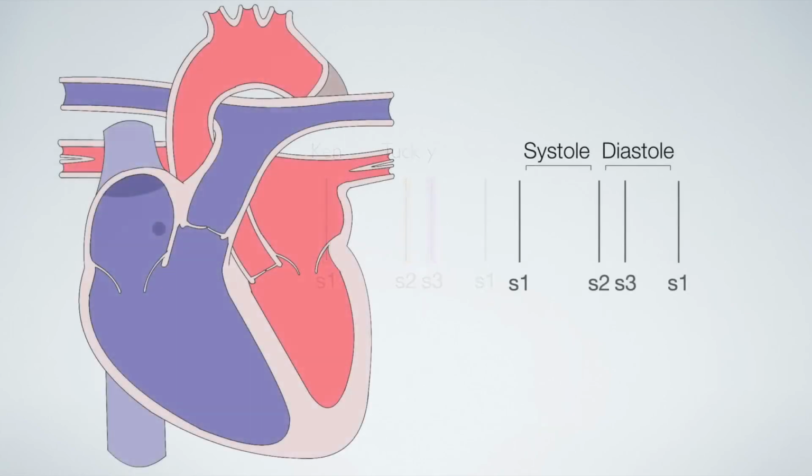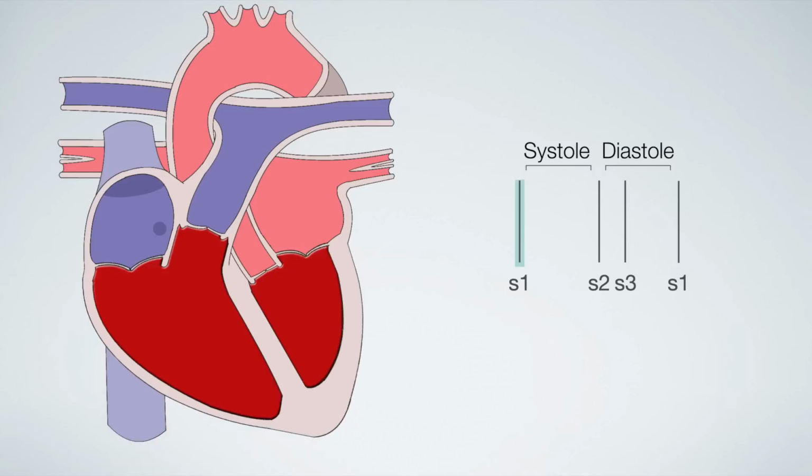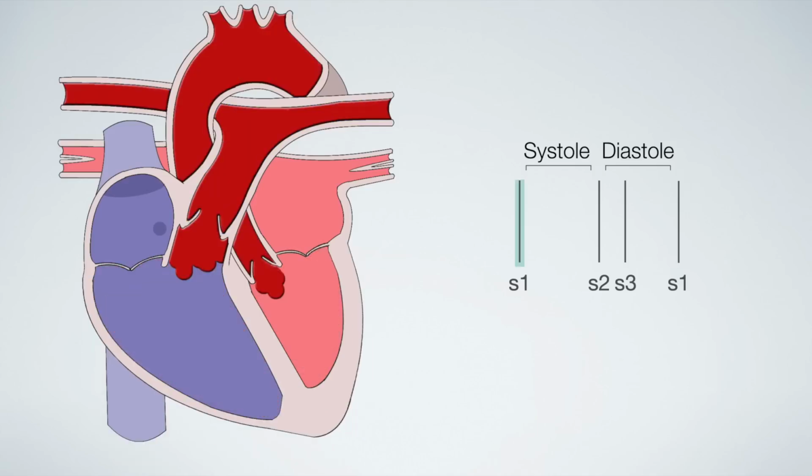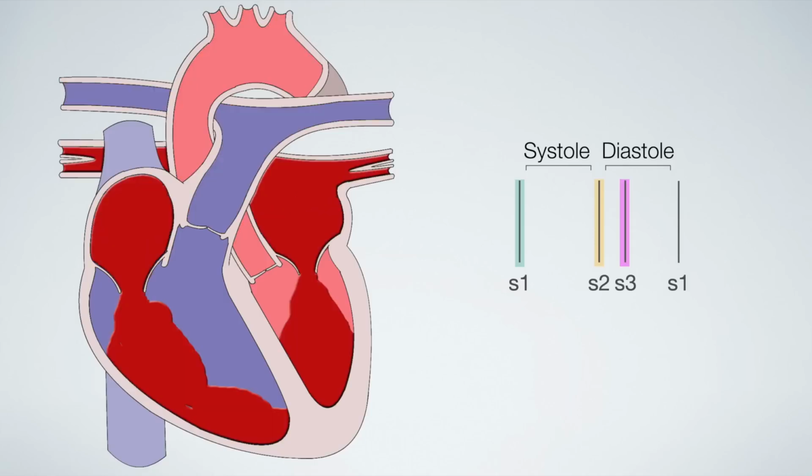To better understand how the S3 heart sound occurs, we have to add in some blood flow to our animation. The first heart sound is caused by the closure of the tricuspid and mitral valves, and the second heart sound is caused by the closure of the pulmonary and aortic valves. The S3 heart sound is produced by the rapid filling of the ventricles during diastole. This produces audible vibrations which are heard as the S3 heart sound. Let's now add the heart sounds to the animation. We're going to start in slow motion, but then we'll speed it up to real time.